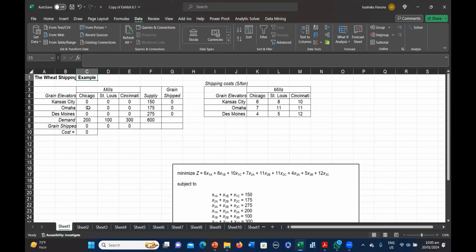So what this means is that whatever solution we get for this, and they give us the grain that is shipped, if we subtract it from what? The supply, the answer should be what? Should be 0. Okay. So the main thing is understanding the mechanism underlying the problem.